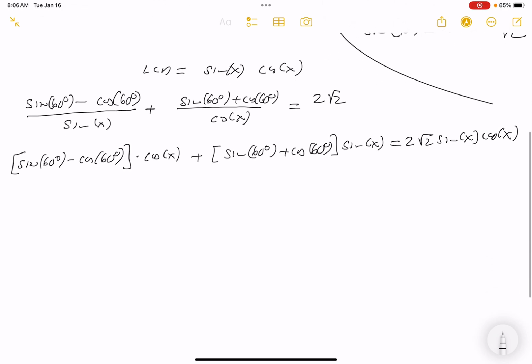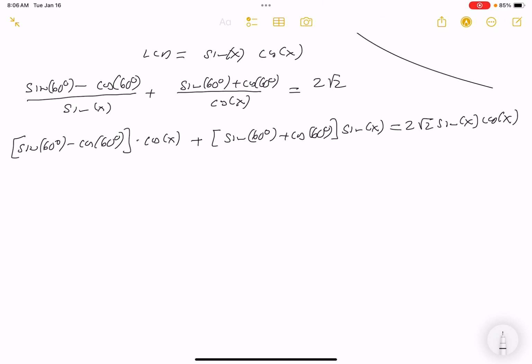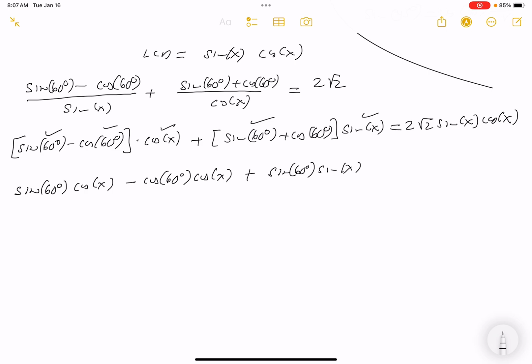All right, I'm going to keep moving along. I'm going to expand this thing out. And it's going to be sine 60 degrees cosine x. I'm distributing this across these two terms. Minus cosine 60 degrees cosine x. I'm going to distribute this across that now. What do you get over here? Plus sine 60 sine x plus cosine 60 sine x. And that equals 2 root 2 sine x cosine x.